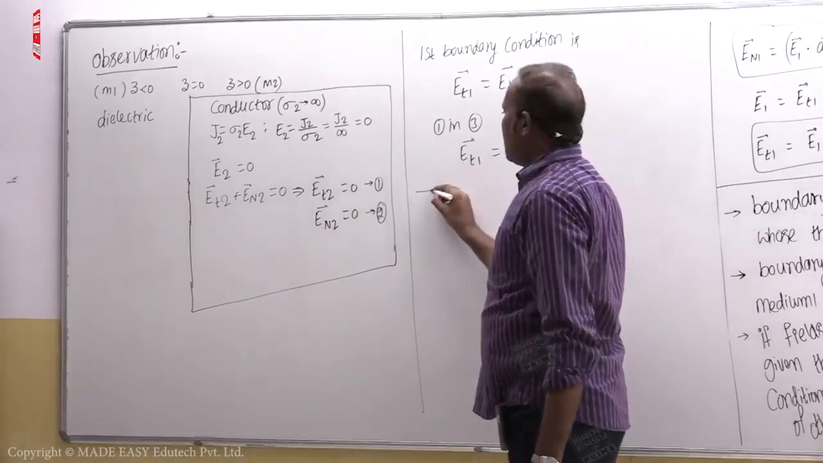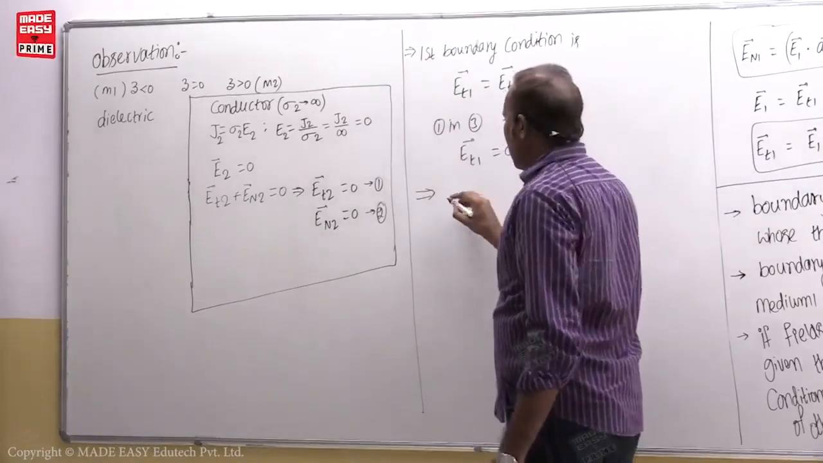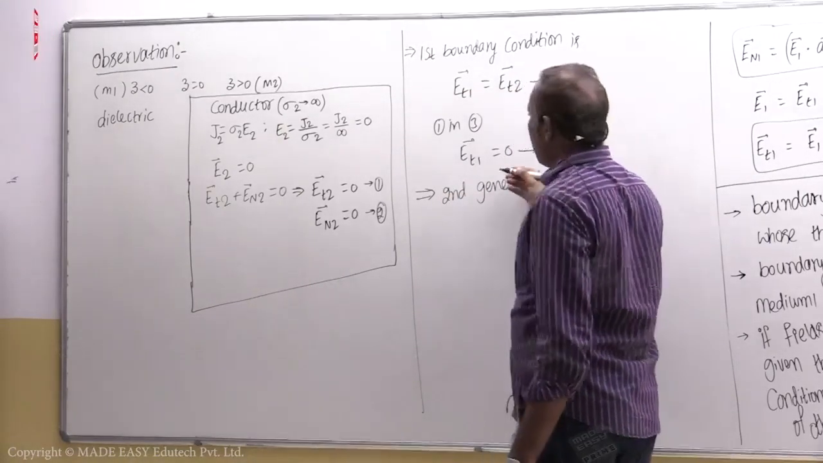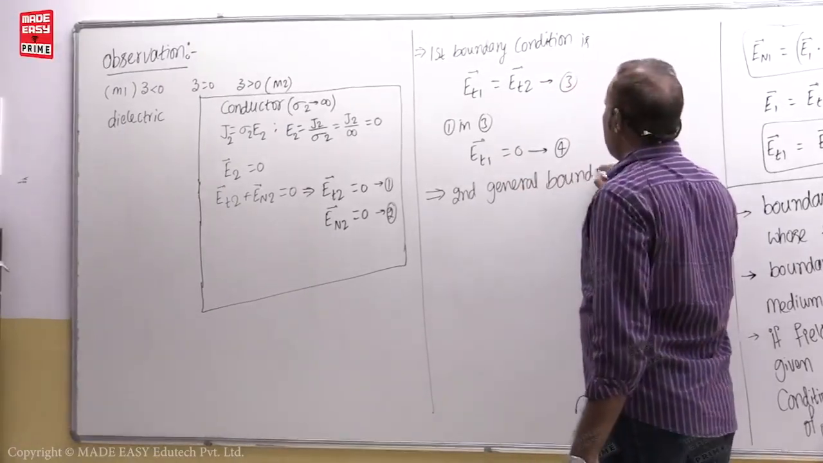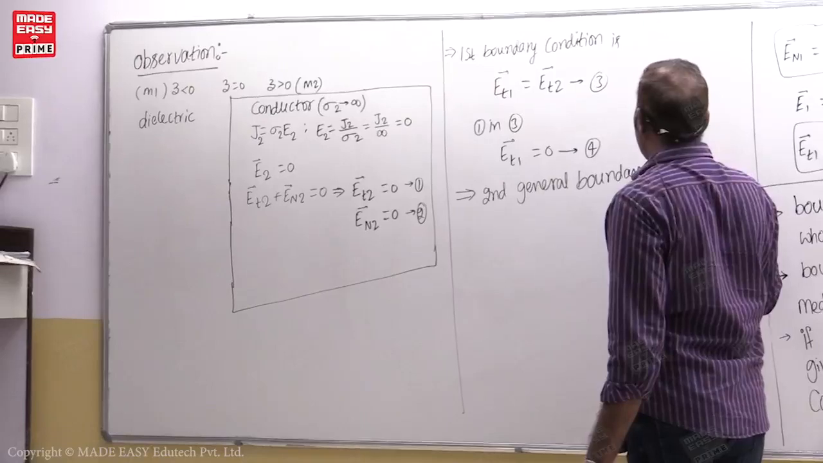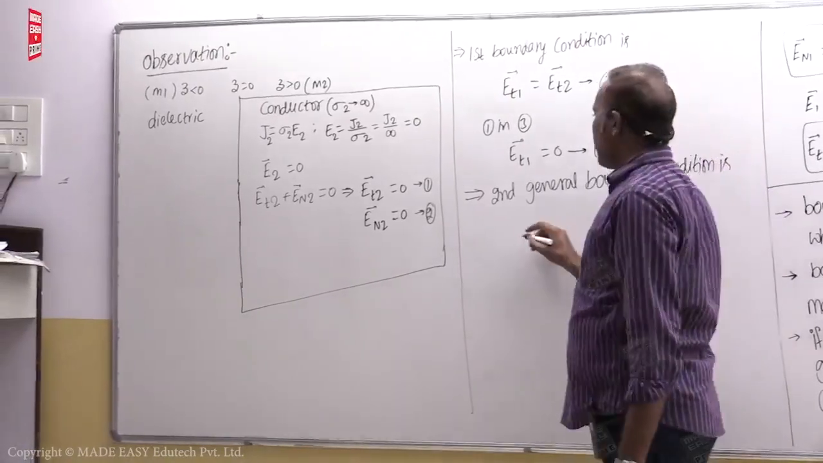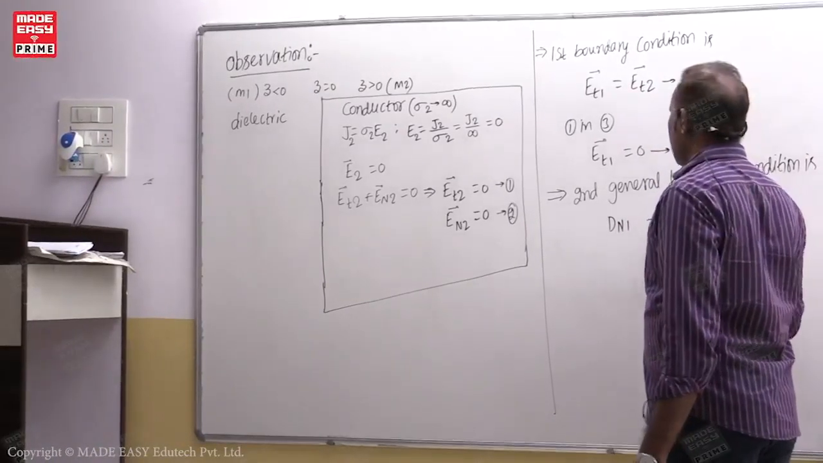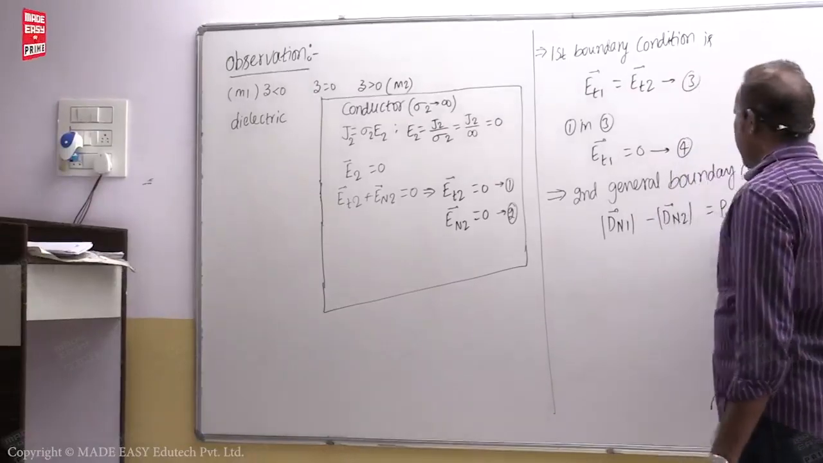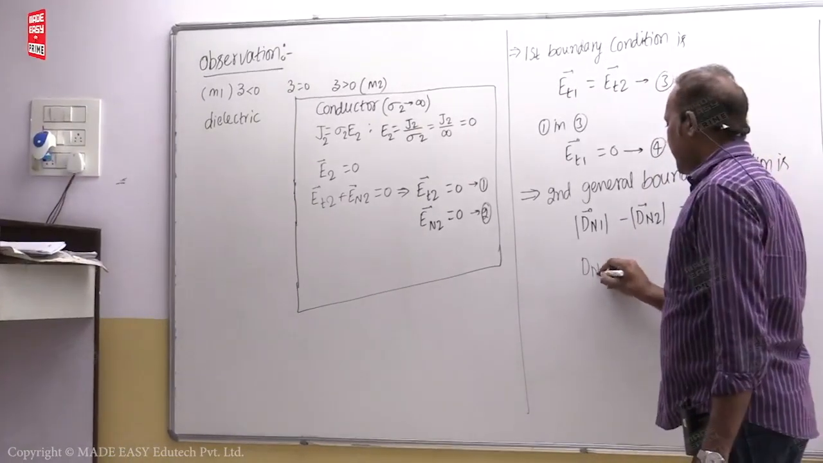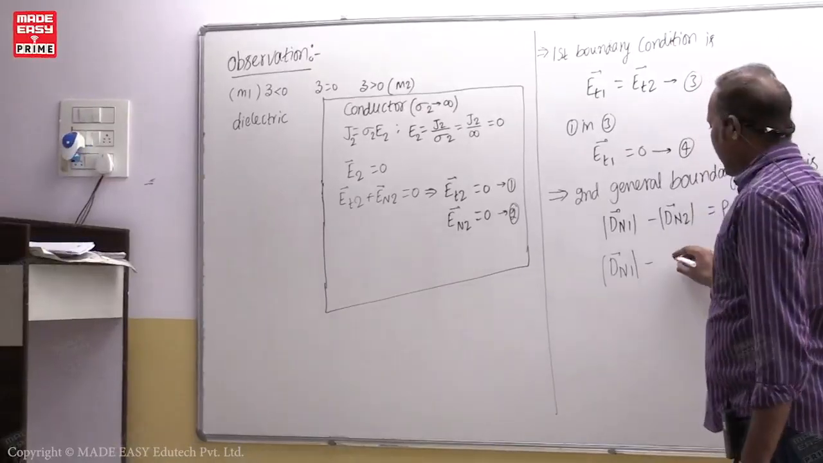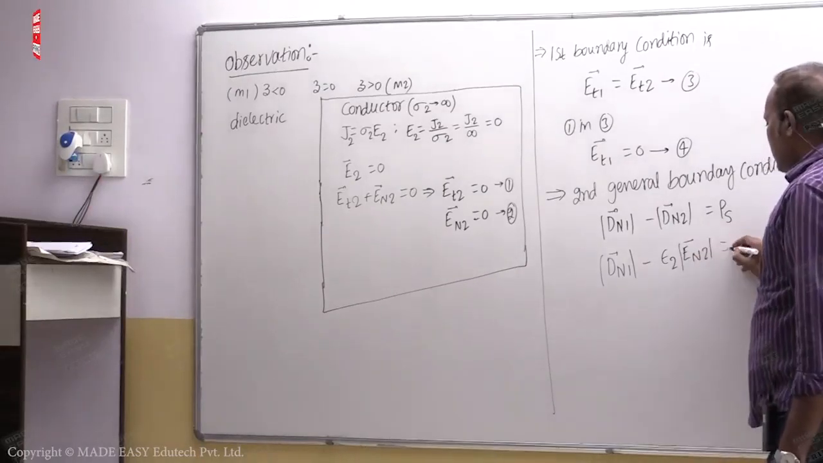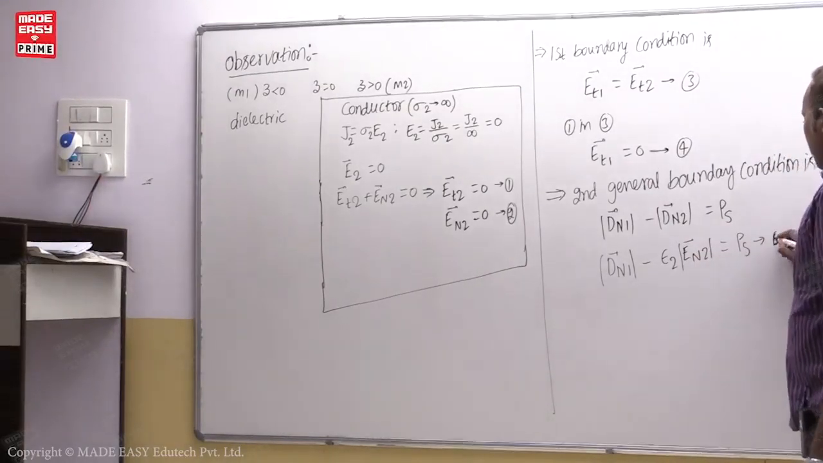So now students, what is the second general boundary condition? General means applicable for all the cases. It is Dn1 minus Dn2 is equal to rho s. Now if I write this in terms of electric field, this is epsilon 2 En2. Let us say equation 5.